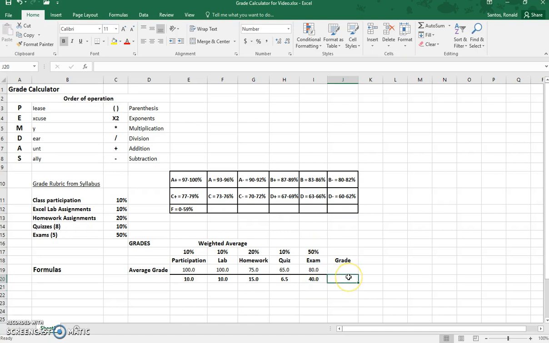Under the grade here, we'll add them up, equals SUM, open parentheses, we're adding them all up, close parentheses, enter, and this is your grade, 81.5. If you come up into the rubric here and you look up 81.5 or 82, you would have a B minus.